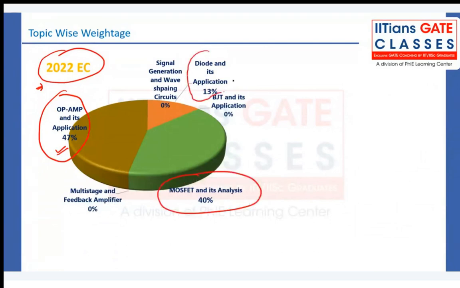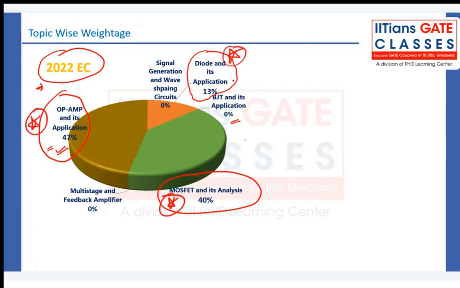Okay, diode was asked for 13%, and this is 47% for MOSFET, right? You see here the bipolar junction transistor is not asked for any marks. So from the past 5 to 6 years, this bipolar junction transistor is not being asked. All the IITs are focusing on MOSFET, the OPAMP, and the diode, right? But we have to study everything, okay?